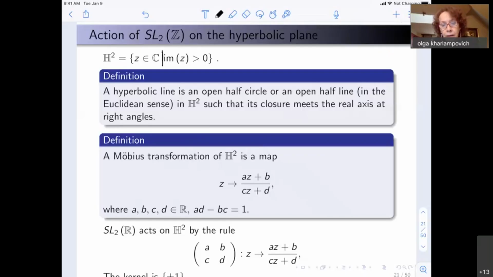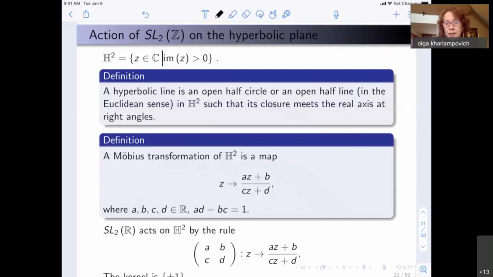The points have imaginary part greater than 0, and a hyperbolic line is an open half circle or an open half line in the Euclidean sense in H2, whose closure meets the real axis at right angles. Now the Möbius transformation of the hyperbolic plane is the map taking a point z to (az + b) divided by (cz + d), where a, b, c, d are real numbers and ad minus bc equals 1.